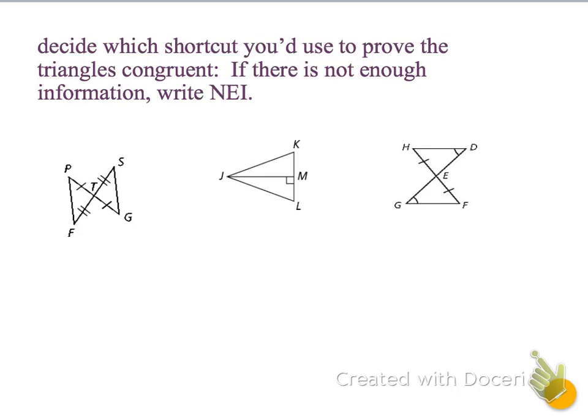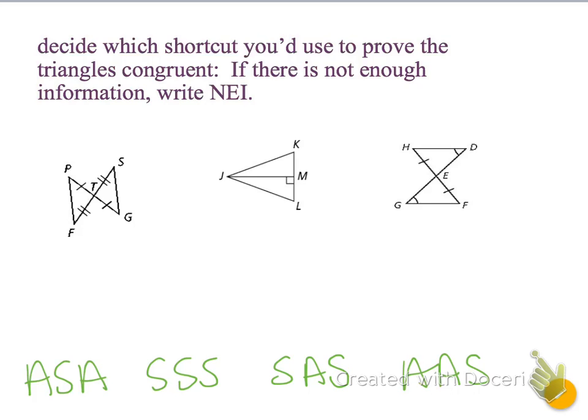Decide which shortcut you'd use to prove the triangles congruent. If there's not enough information, write not enough information or NEI. I'm going to write the 4 shortcuts that are possible for you in 1 second. Okay, so if I look at this first one, I know I have some vertical angles, so if I labeled, I'd have a side, an angle, and a side, so side, angle, side. This next one, they have the reflexive property. I'm not saying that's an angle bisector for JM, so I can't say angle, side, angle for this situation. And I'm also not saying that M is a midpoint, so I can't say that these two lengths are the same based on that.